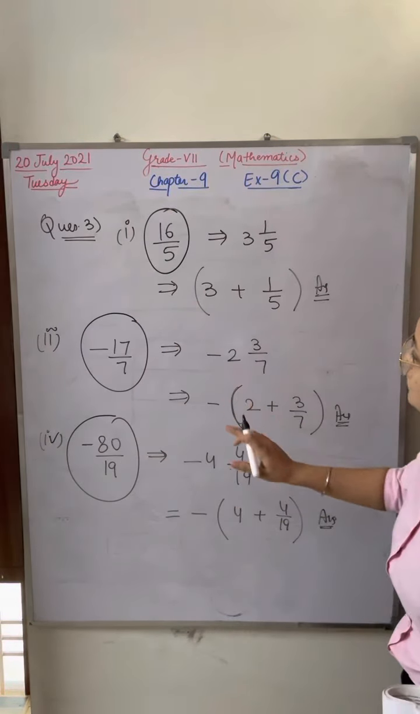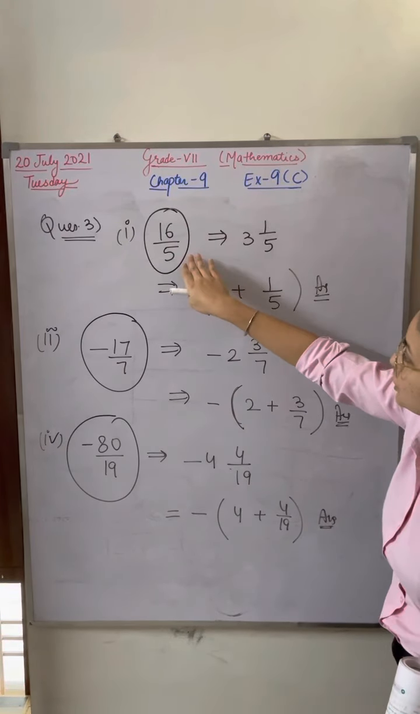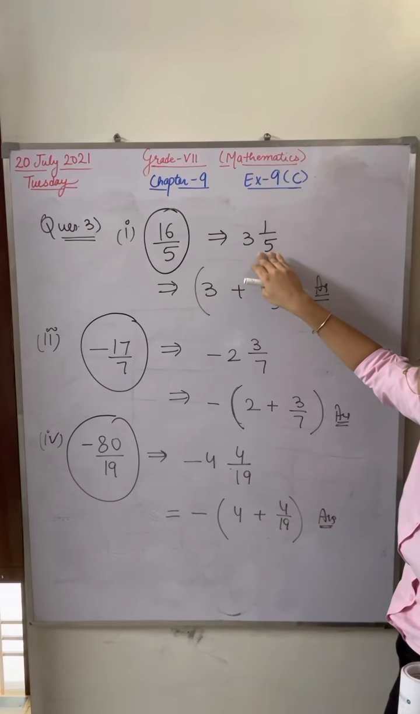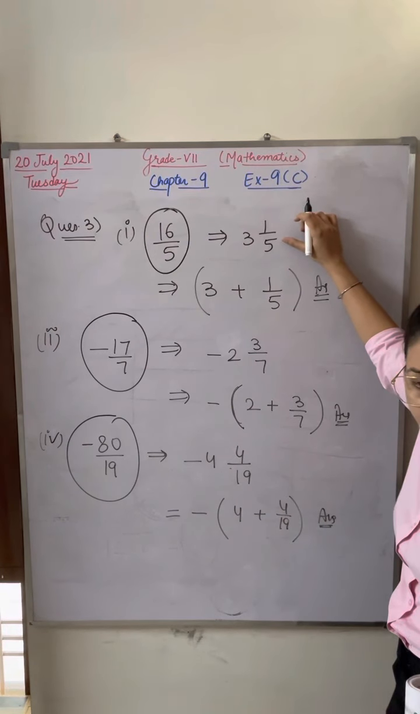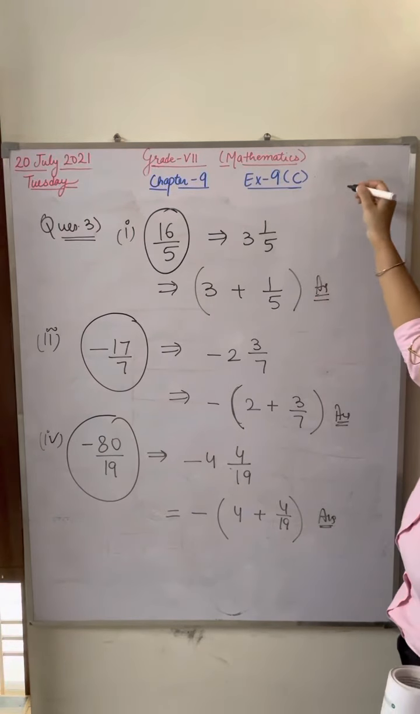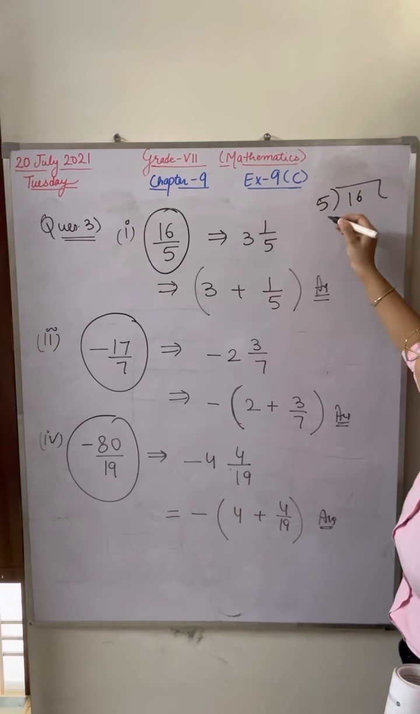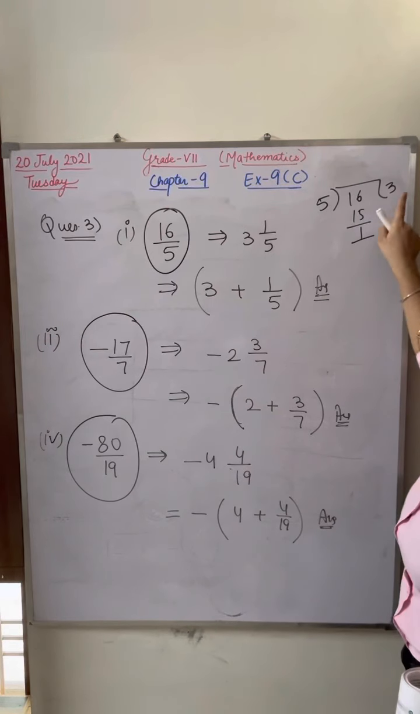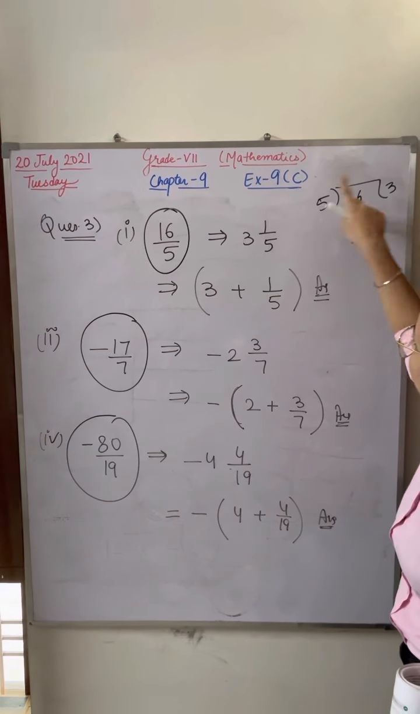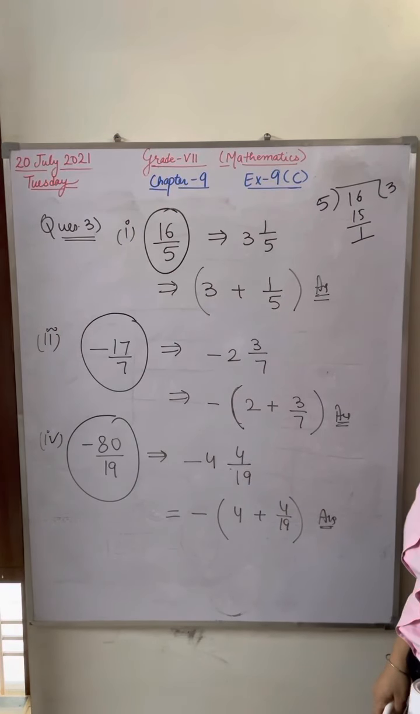In all these parts, you have to first of all change the fraction into a mixed fraction. You know how a mixed fraction can be formed? Yes, you have to divide it. I am telling you for the first question only. 16 divided by 5. So 5 3s are 15 and 1 is the remainder. So this 3 will come here, this 1 will go up and 5 will go down. This is known as a mixed fraction.